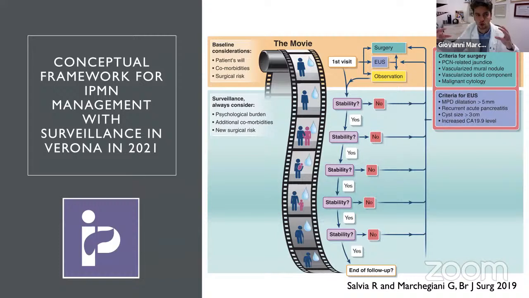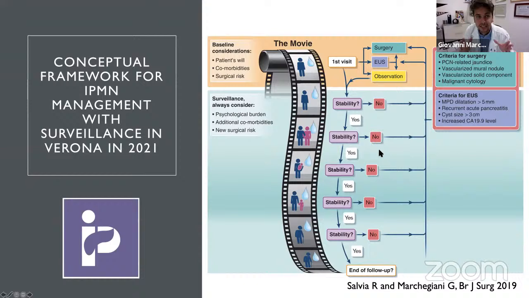If we have stability, so if nothing changes, then we can continue with the follow-up. But if something happens, then we go back to the first observation and again we recheck if there are criteria for surgery or criteria for endoscopic ultrasound. During the surveillance, we always consider the psychological burden, because those are individuals that need to undergo MRI every 6 months or every year. So this is actually heavy for them. And of course, as time goes by, we have additional comorbidities and a new surgical risk. So it's tough.